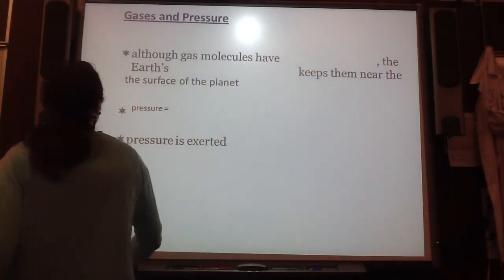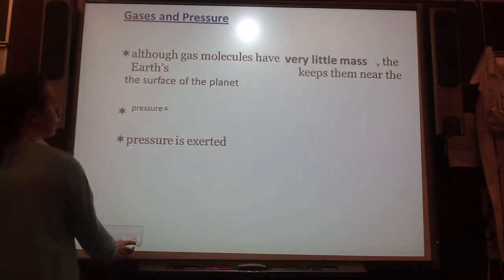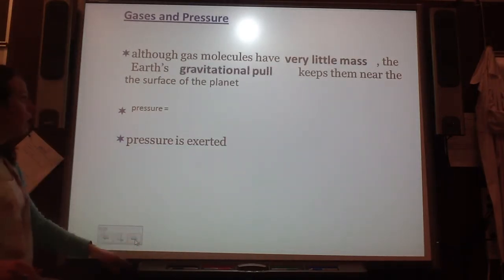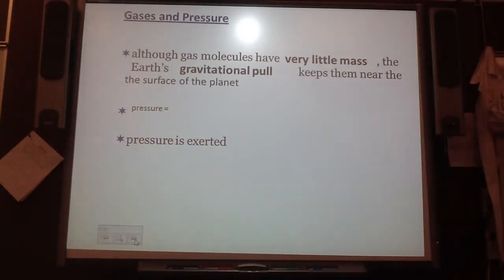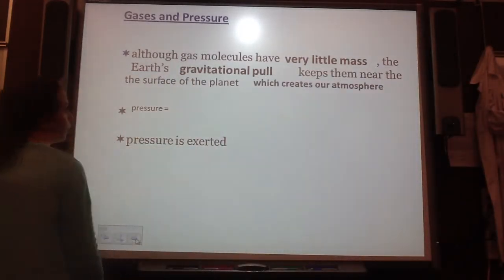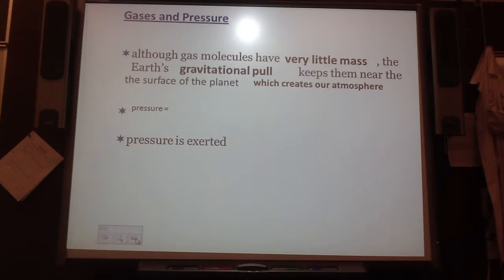So, okay. Although gas molecules have very little mass, the Earth's gravitational pull keeps them near the surface of the planet, which creates our atmosphere.